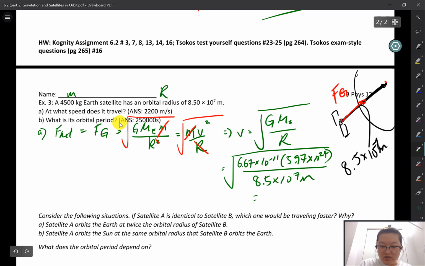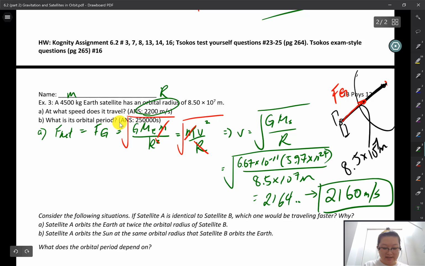I get 2164 and that's going to round to 3 sig figs, since we didn't even use the mass of the Earth satellite. So that's going to be 2160 meters per second. If it's rounded to 2 sig figs, it would give us that too, but I ruled it out because we didn't use the mass of the satellite. Okay, that was A. All right, let's do B.